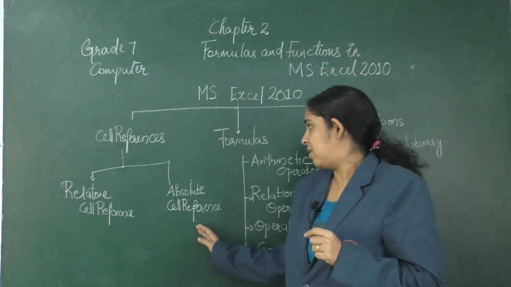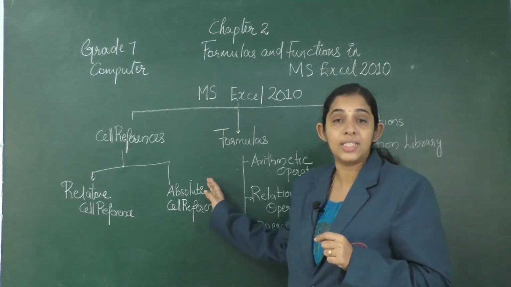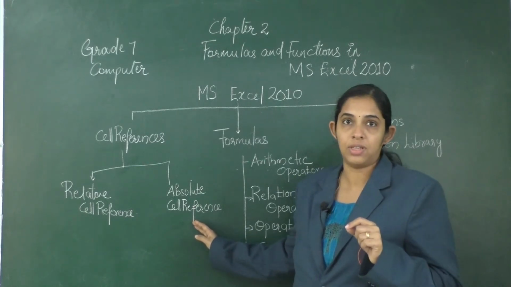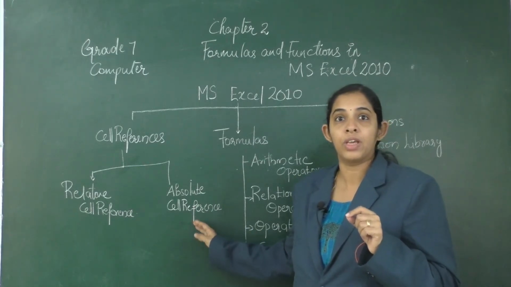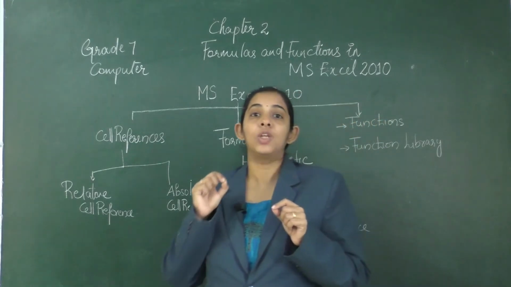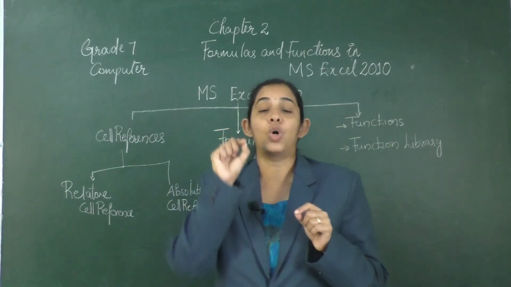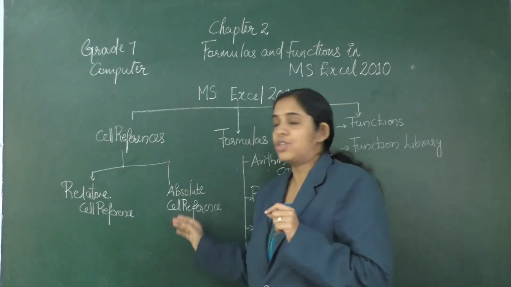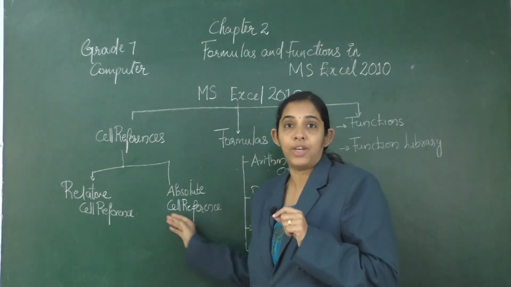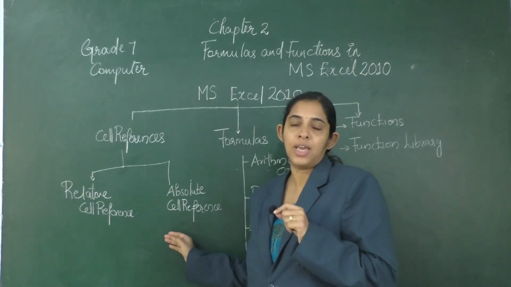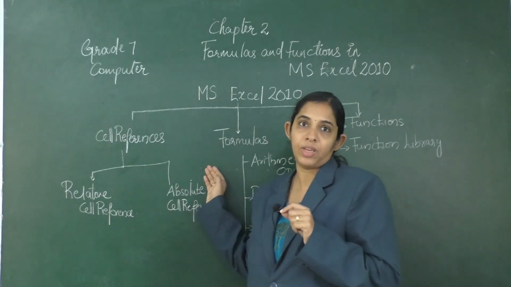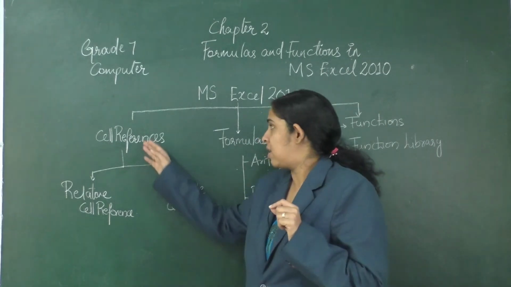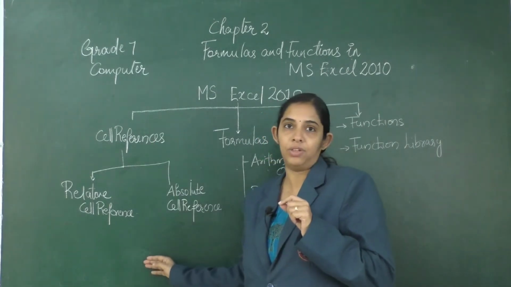For example, if data in a cell is accessed by mentioning its absolute cell reference, we can refer to it by putting a dollar sign in front of the column and row numbers. So if you mention a cell by referring to its absolute cell reference, and if you copy it elsewhere, the value will remain the same. So that is all about cell references we have learned.